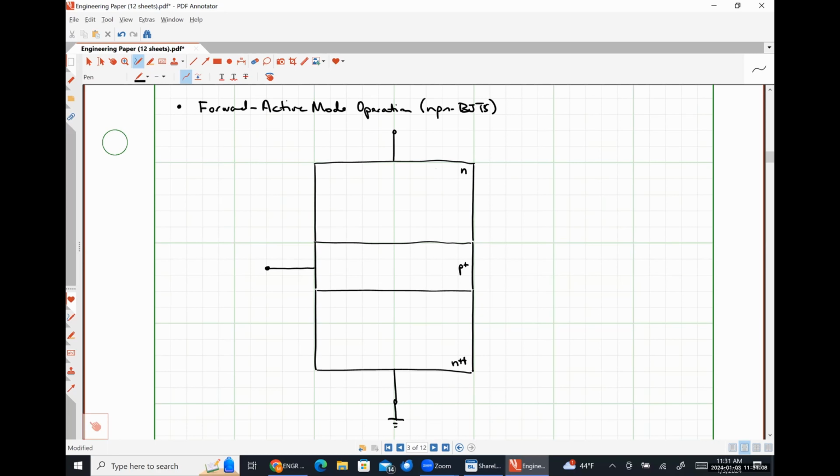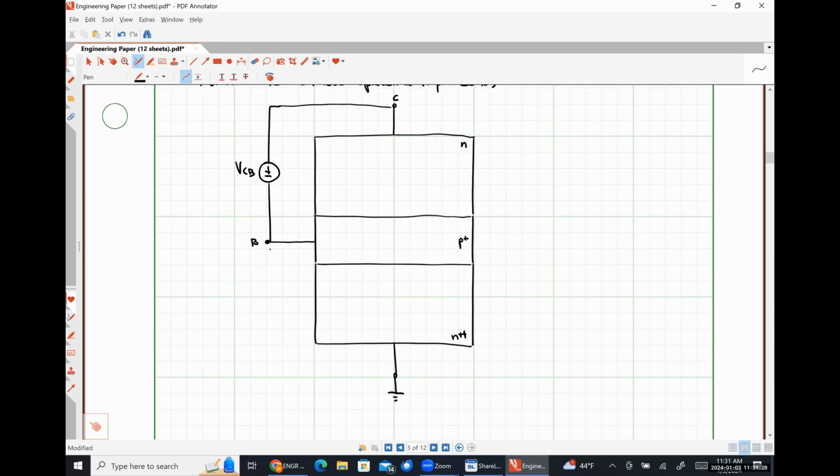And so I'm going to put a voltage source between the collector and the base, like so. Let's call this VCB. And I'm going to put a voltage source between the base and the emitter. And this will be VBE. This is my base emitter junction. And this is my base collector junction.